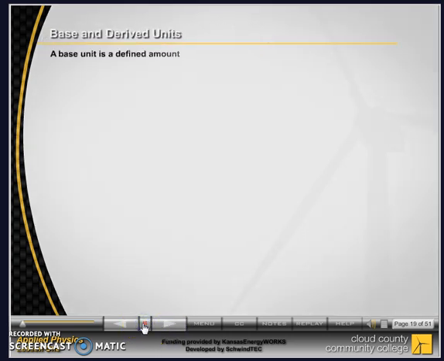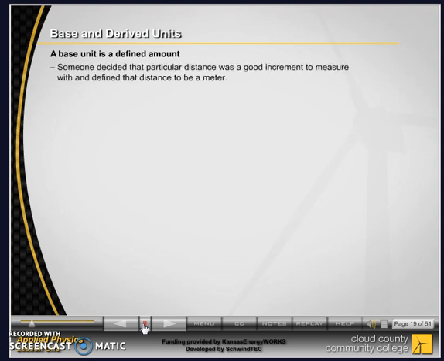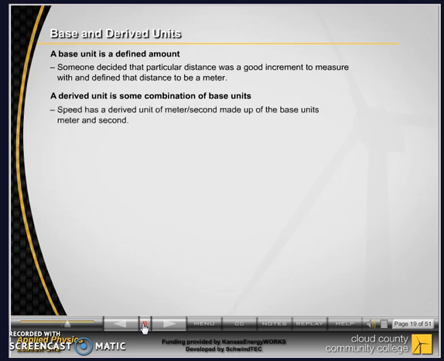A base unit is a defined amount. For example, someone decided that a particular distance was a good increment to measure with and defined that distance to be a meter. There is no other way to come up with a meter other than to go by the definition. A derived unit is some combination of base units. Speed has a derived unit of meter per second, made up of the base units meter and second.